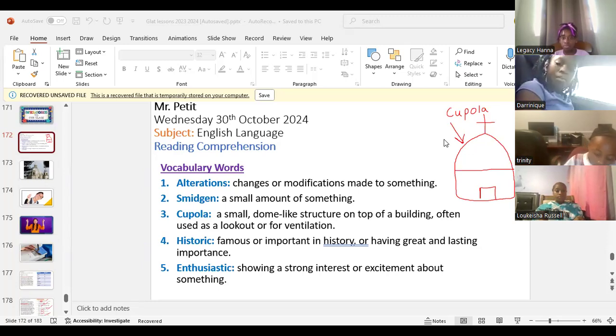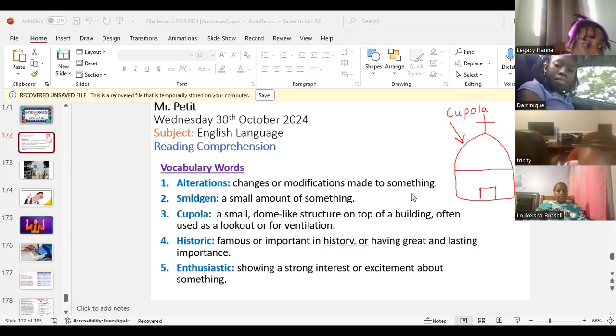Legacy, read the definition of historic. Historic. Famous or important in history, or having a great and lasting importance. Very good.